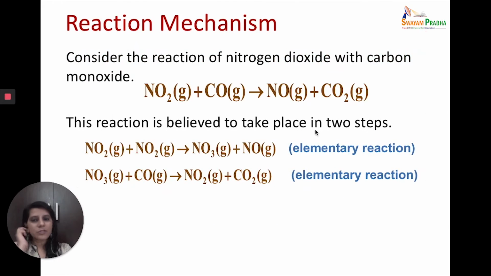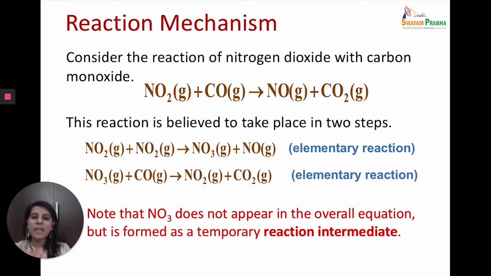Now let's look at this mechanism for the reaction NO2 plus CO giving NO plus CO2 gas. It involves two elementary steps. If I do not know which of these steps is slow, then I do not know which is the rate determining step, and in that case I cannot apply the concept of the rate determining step to find the rate law. In that case, we use the steady state approximation.